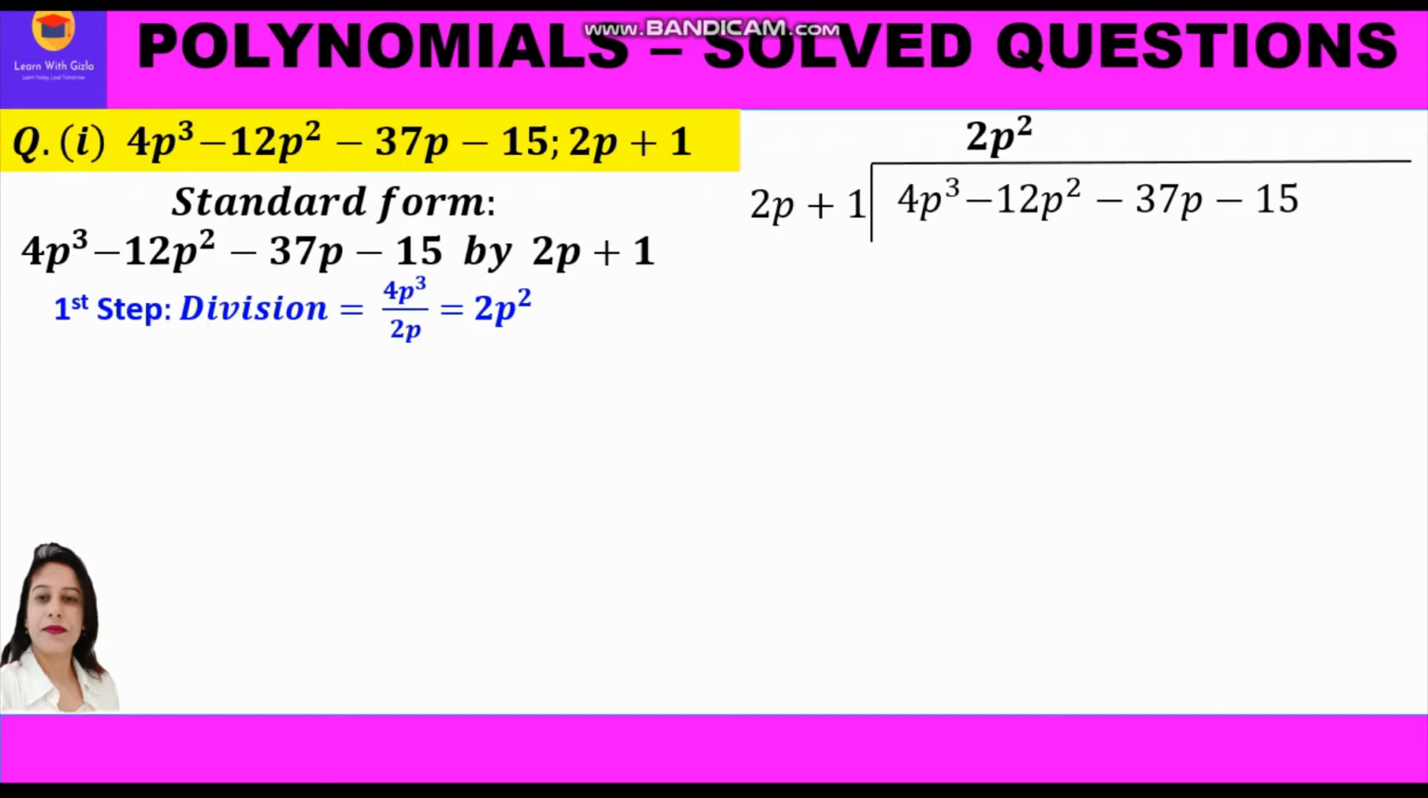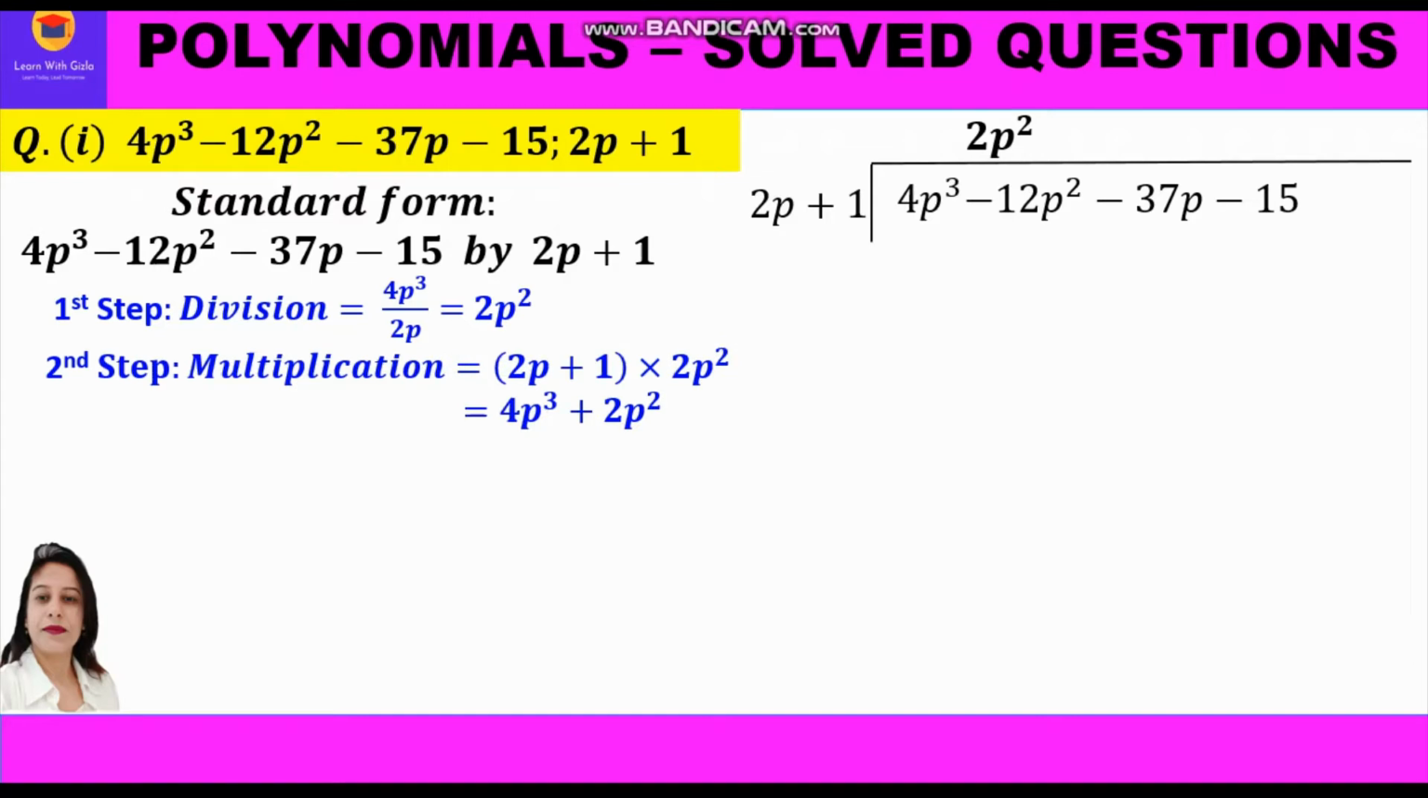Another way of finding 2p square is to think of a number such that it should be multiplied to 2p and we should get 4p cube. So again we know that it is 2p square because 2p square into 2p is 4p cube. Now we shall take up the second step, that is multiplication. We are going to multiply this new quotient which we have obtained in first step with the divisor. So we shall write 2p plus 1 into 2p square, which is equal to 4p cube plus 2p square.